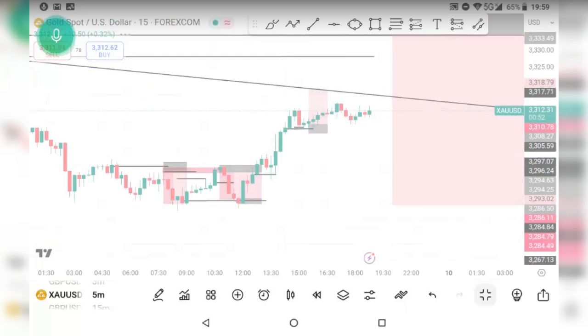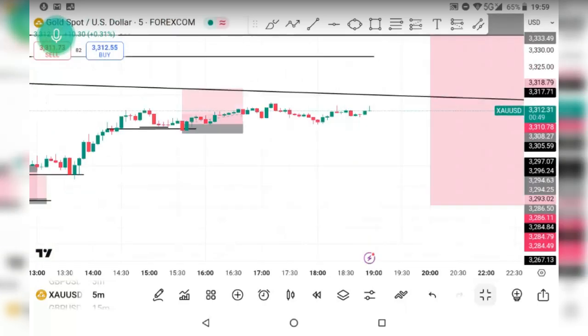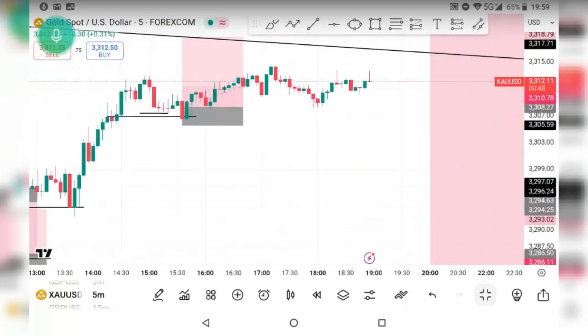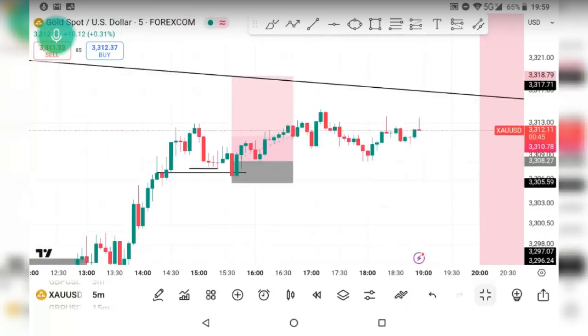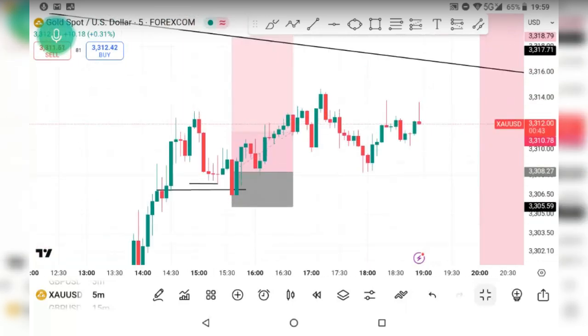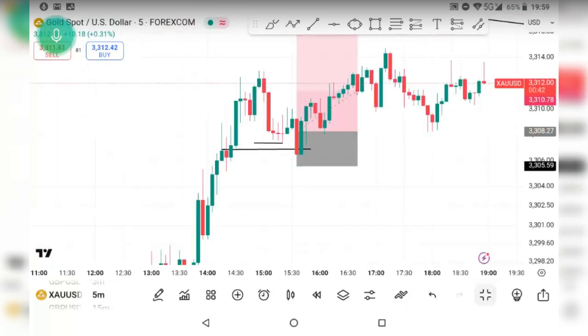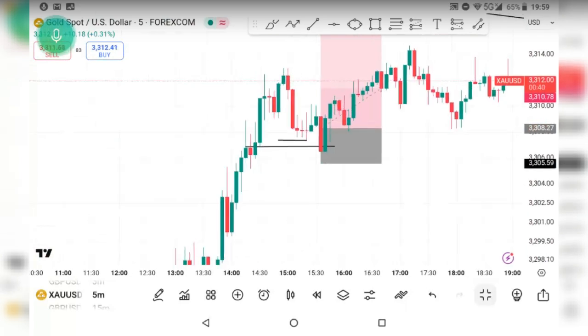I'm actually on this trade because I tend to execute. If I'm trading SMC, I tend to use 5 minutes and 3 minutes, sometimes 1 minute as well, for trade execution.